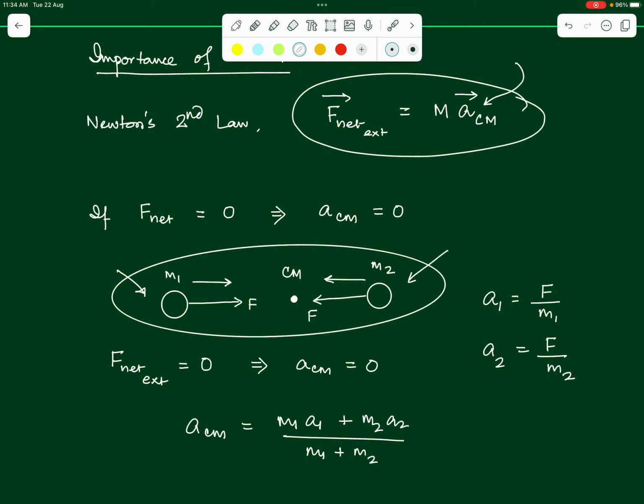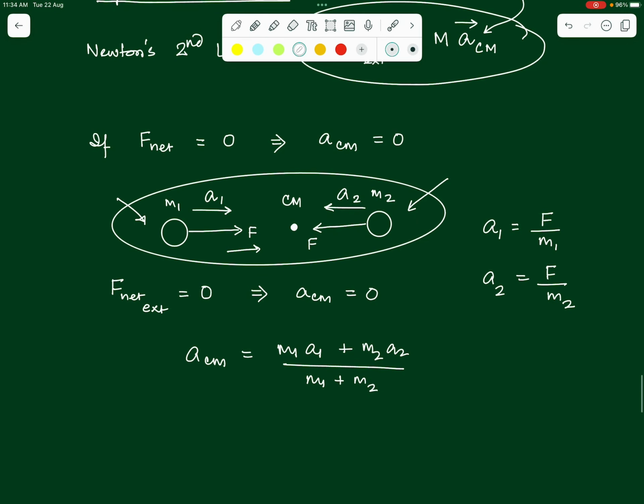Also look at the directions. The two forces are acting opposite to each other. The force on the mass m1 is towards right, whereas on m2 it is towards left. Same will be the directions of acceleration. So acceleration of m1 is towards right, whereas of m2 it will be towards left. So when we use these values here in the expression, we will get m1 into a1, the acceleration of mass m1, which is F by m1 towards right, plus m2 into a2, the acceleration of mass m2, which is F by m2 towards left.